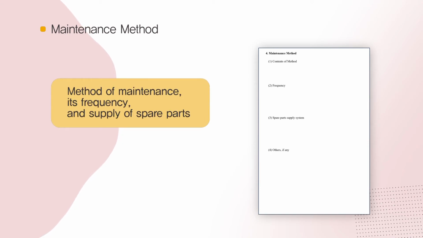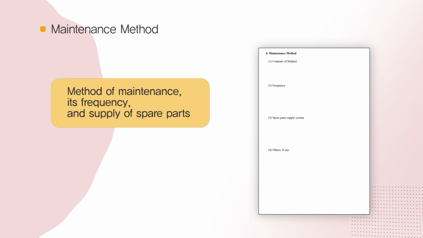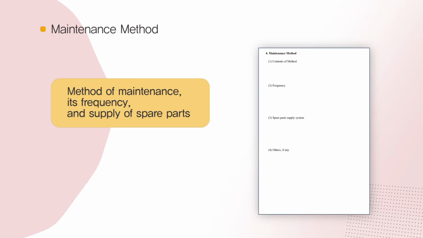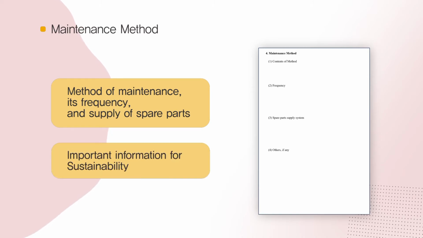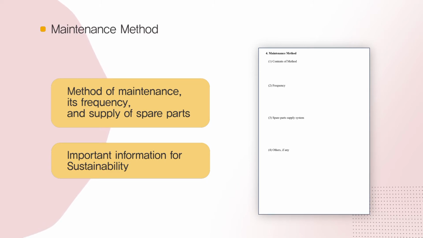The concrete method of maintenance, its frequency, and supply of spare parts should be described. If there has been any problem in the implementation of maintenance, the problem should be explained in detail. This information is crucial for the sustainability of the project. Therefore, the method and encountered problems in O&M should be clearly stated.